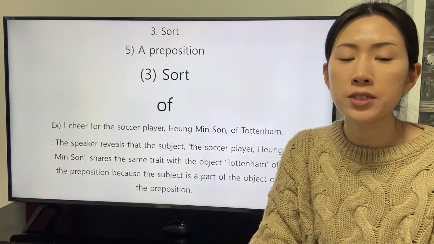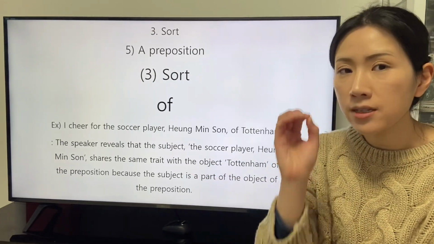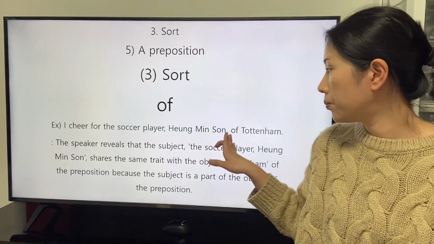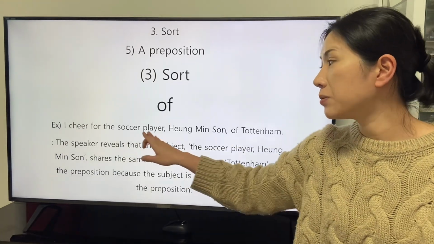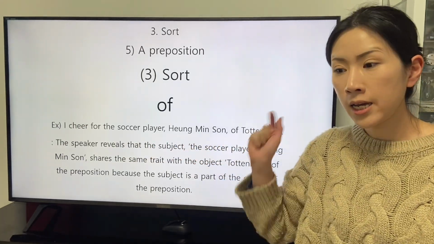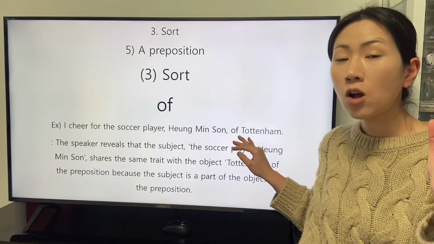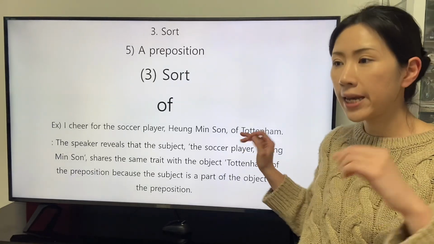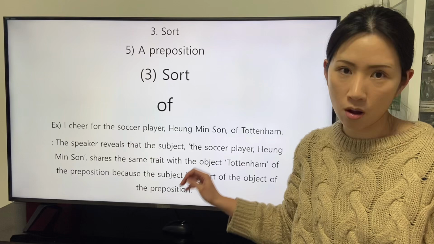I cheer for the soccer player Heung-min of Tottenham. With the fact that the preposition of is applied, the subject of the preposition of, the soccer player Heung-min, is a part of the object Tottenham, because the object Tottenham includes the subject of the preposition, the soccer player Heung-min.